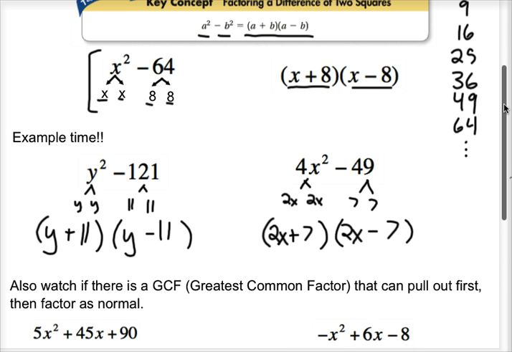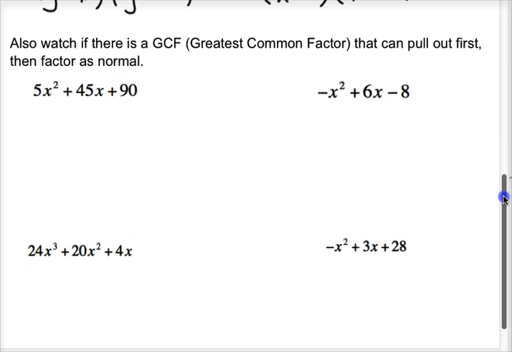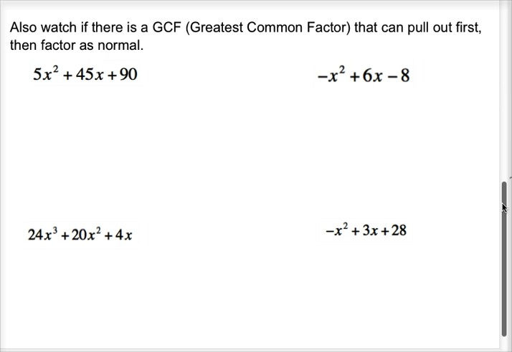Now, the other special case I want you to be aware of today is that sometimes there's going to be a GCF, a greatest common factor, that you can pull out first, all right? So I want you always watching for that. If there's a GCF, pull it out first. It actually makes the factoring a whole lot easier if you do. So, for example, I have that first one, 5x squared plus 45x plus 90.